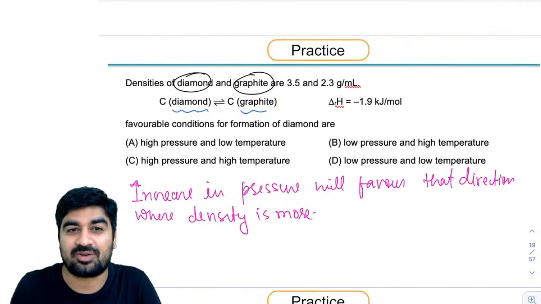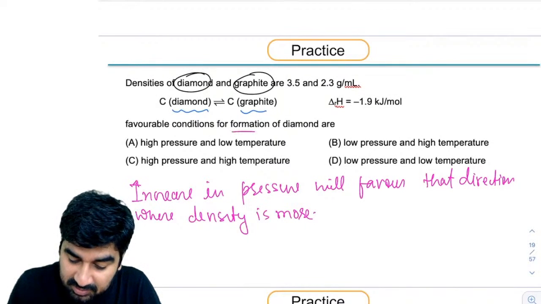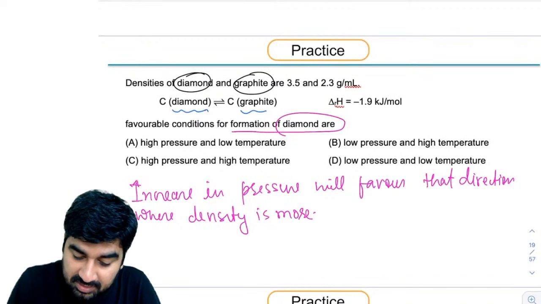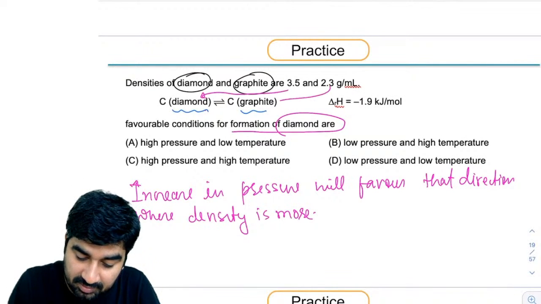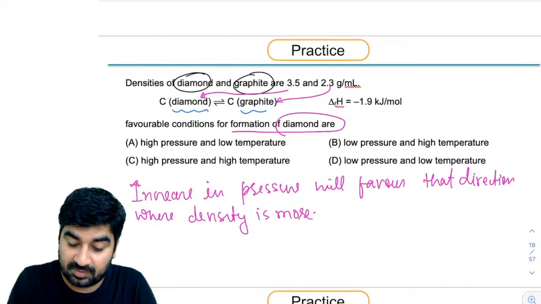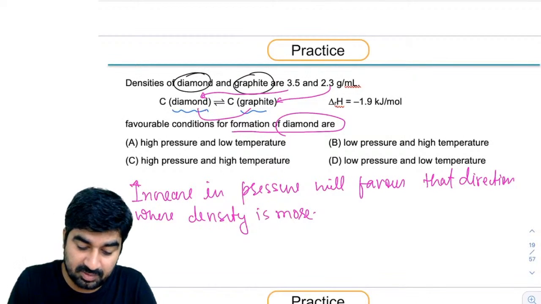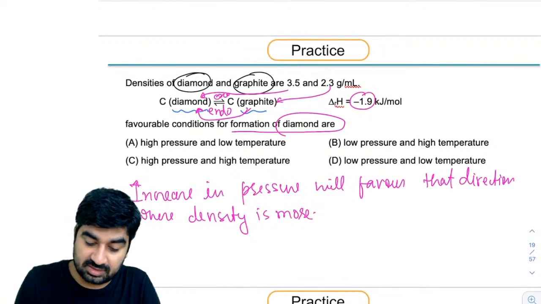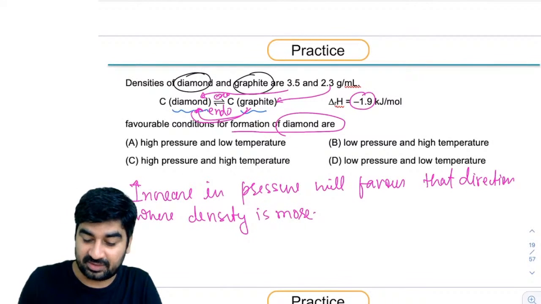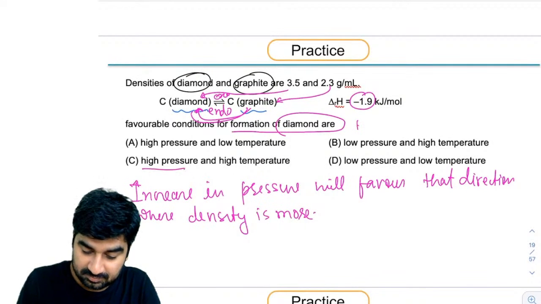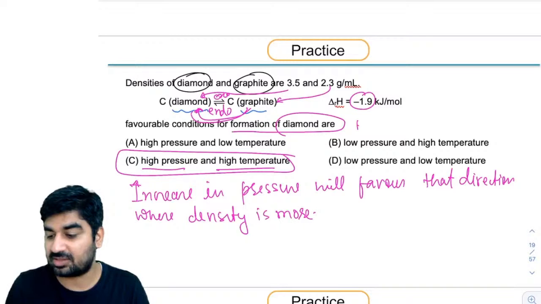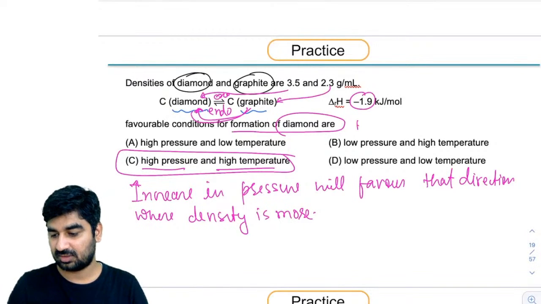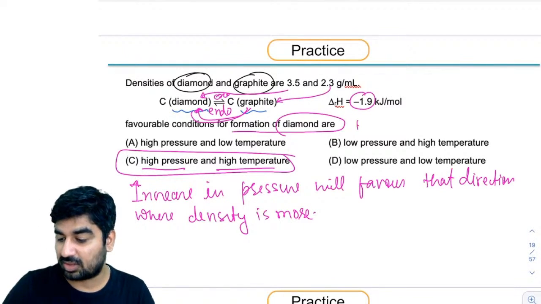Okay, so now let's solve it. The favorable condition for formation of diamond. Diamond has density 3.5 and graphite has 2.3. So if I increase the pressure, more diamond will be formed. So high pressure is required. The forward process is exothermic, you can see this is negative, so backward will be endothermic. So an increase in temperature will favor backward. So I can say high temperature and high pressure. So your answer would be C.